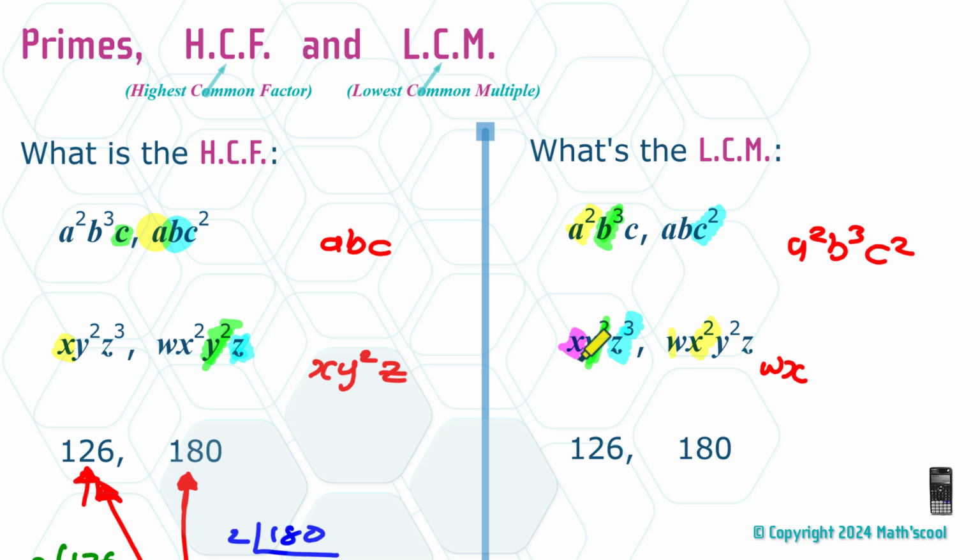What have I done wrong here? I've done the x. The x I'd already done. It was just the w that I hadn't already done. Let's get rid of that. It's the w that should have been there. Okay, so we're going to use w. We're going to use x squared. We're going to use y squared. And we're going to use z cubed. Okay, so there's our lowest common multiple.